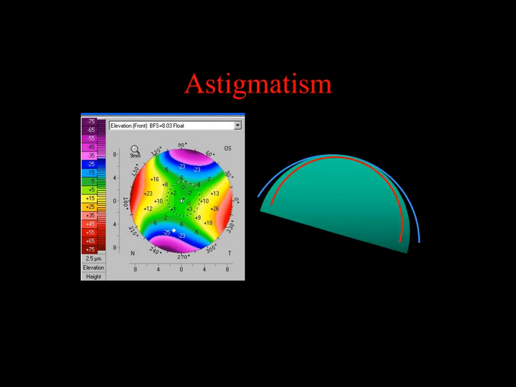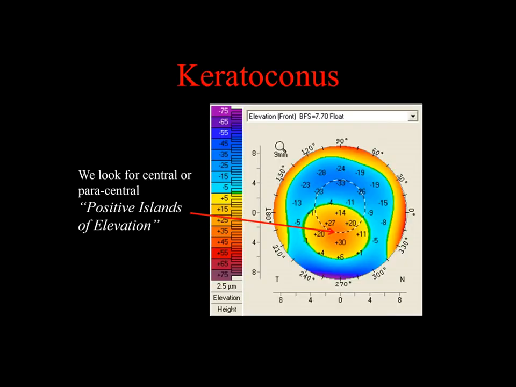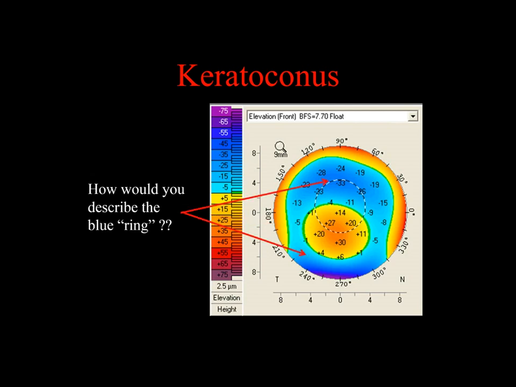Well, I already described how we generate that astigmatic pattern. But why do we see this in an ectatic cornea? We call this a positive island surrounded by a sea of blue. And why do we see that pattern?